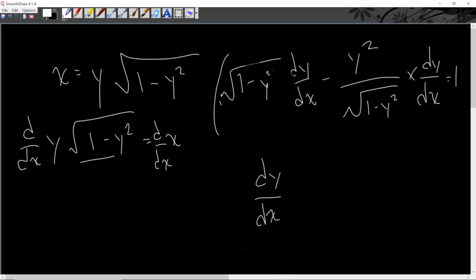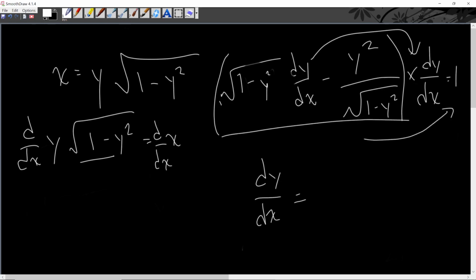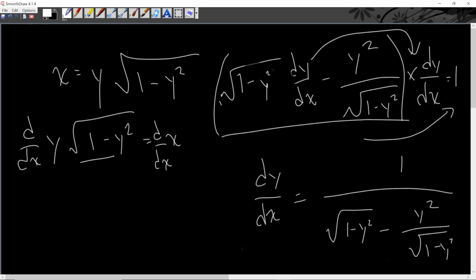And then from here, dy dx. You can put these two together and bring that dy dx out there. Then divide everything on that side. So we have 1 over square root of 1 minus y squared minus y squared over square root of 1 minus y squared. And let's simplify this. It's not too hard, actually. I'm overreacting. I think it's fine, honestly.